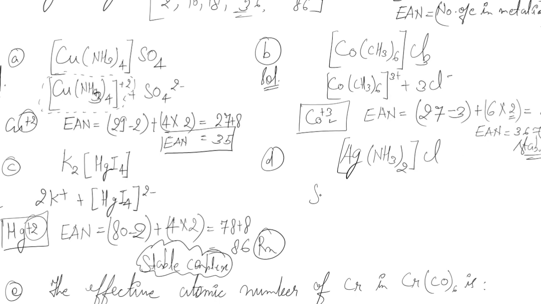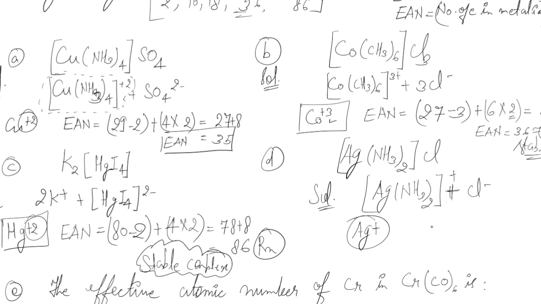Now let's move to the solution of question number D. So we have the silver ammonium complex. So let's do the ionization. Silver diamine, and then this is Cl negative, this is the positive charge. So basically the coordination sphere is the cationic species, the positive charge species. So what you can calculate here is that silver is present in +1 oxidation state.